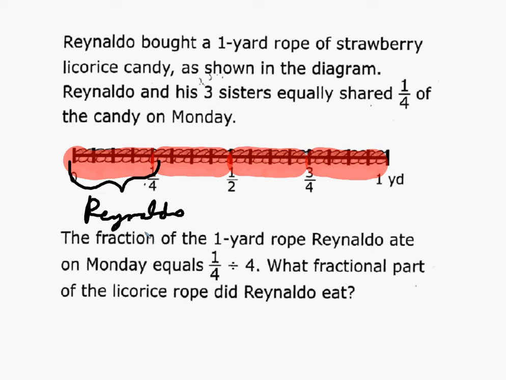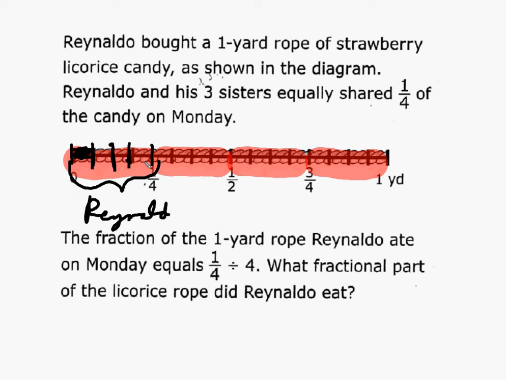Okay, the fraction of the 1-yard rope that Ronaldo ate on Monday equals 1/4 divided by 4. What fractional part of the licorice rope did Ronaldo eat? So this is the total amount that he gets. On Monday, he had that 1/4 of the whole thing divided into 4 pieces. So he had a fraction of this. So let's cut this into 4 pieces. So this is how much he had on Monday, this amount.